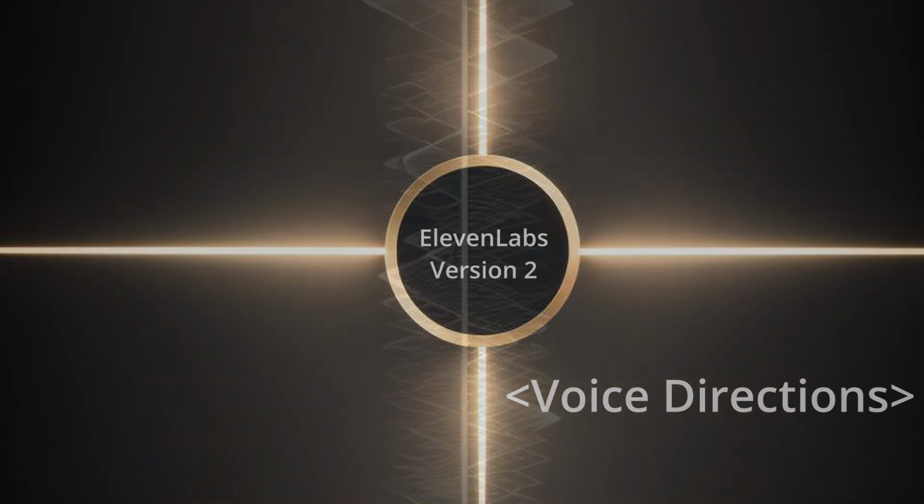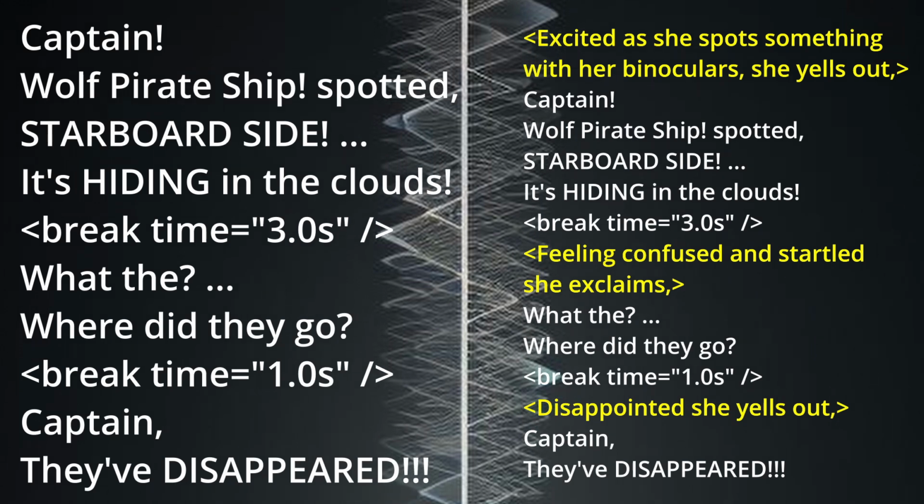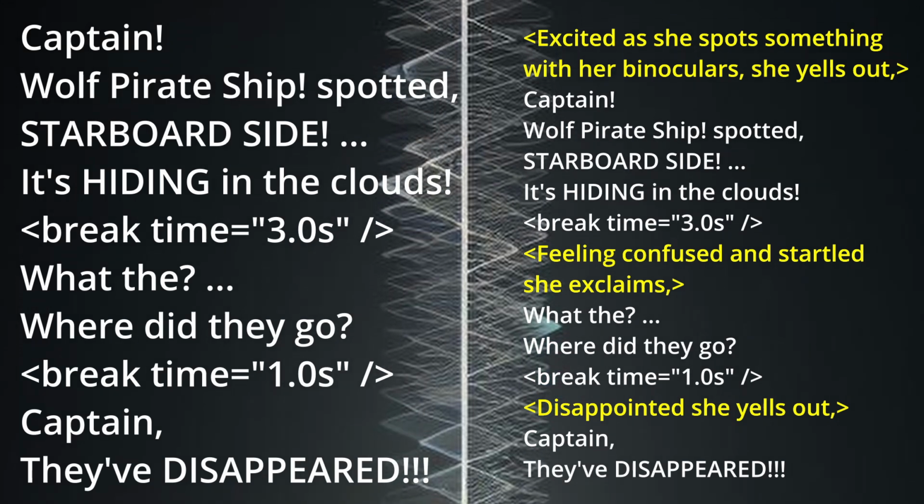They aren't in the official docs, but my testing shows that emotional direction within angle brackets can help guide delivery without it being spoken aloud.